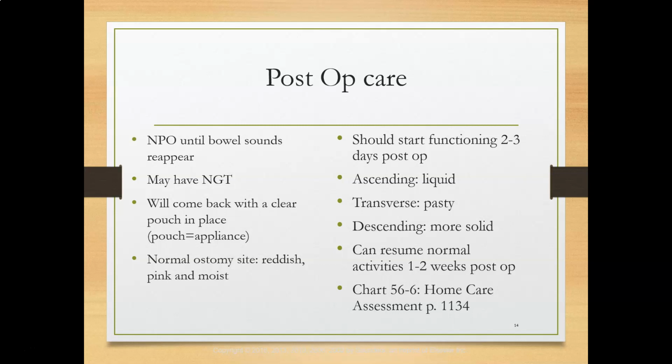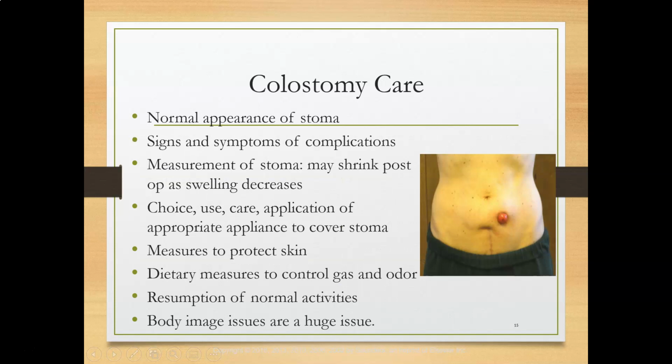A lot of times, if you're taking care of a patient and they have a pre-existing colostomy, they'll pretty much take care of it themselves or be able to tell you what needs to be done to care for it. For colostomy care, you want to make sure that you have a normal appearance to that stoma, that it's a reddish pink color, that it's moist, that it's outpouching. You need to know the size of the stoma. It may shrink some post-operatively as the swelling decreases.